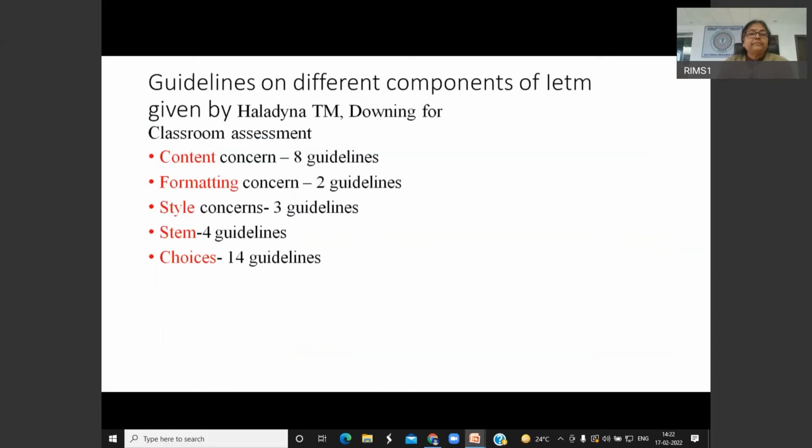Then come to the guidelines. Just now we talked that Haladyna, Downing et al. have given some guidelines about classroom examination MCQ setting. They have given a total of 8 guidelines on the content, then 2 guidelines on the formatting concern, 3 guidelines on the style concern, 4 guidelines on the construction of the stem, including the lead-in, and then 14 guidelines for the choices, on how to structure the choices.